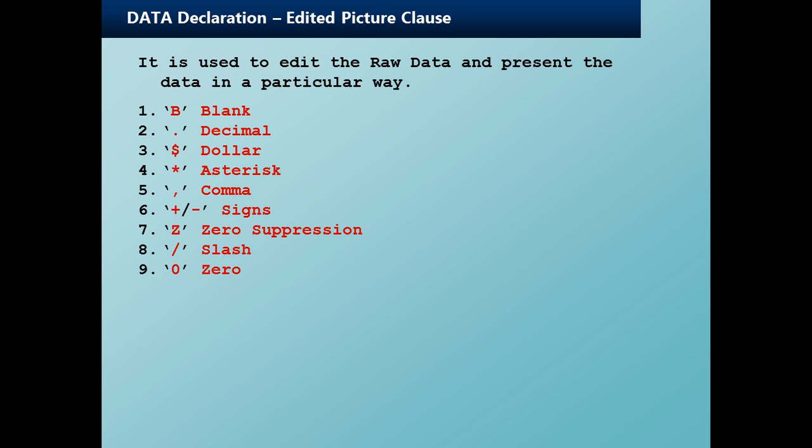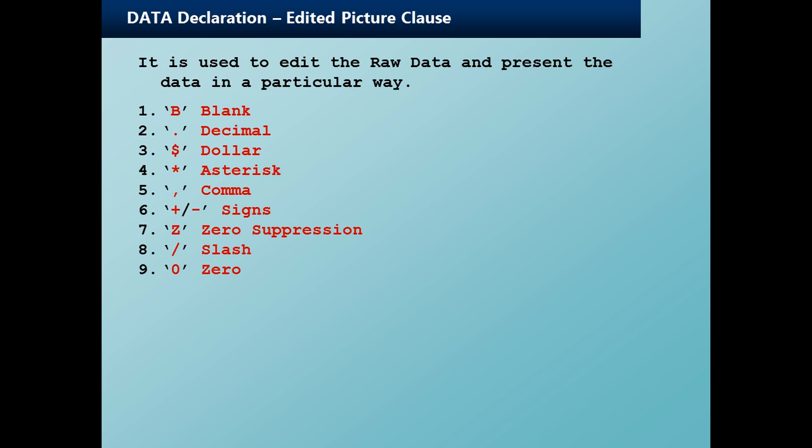Supposing you don't want that 00123, you just want it as 123, then you will have to add the zero suppression, you have to code Z. Then instead of PIC 9 of 5, you can code Z of 5, then it will suppress all the leading zeros. Likewise, you can have zero suppression after the decimal point as well.